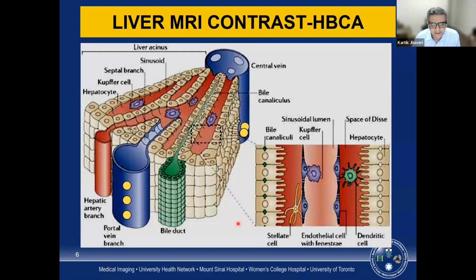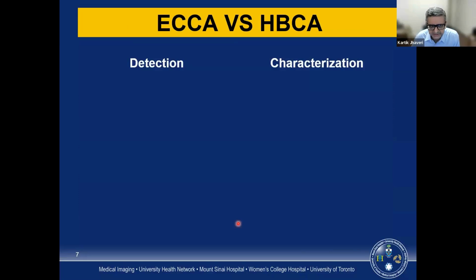With the hepatobiliary contrast agents, as we know, there is a dual mechanism. In an initial part, you have an extracellular component of action, which is going on with these GAD molecules. And subsequently, a percentage of those molecules are taken up by the hepatocytes and excreted into the bile ducts. That's why these are known as liver-specific contrast agents or hepatobiliary contrast agents.